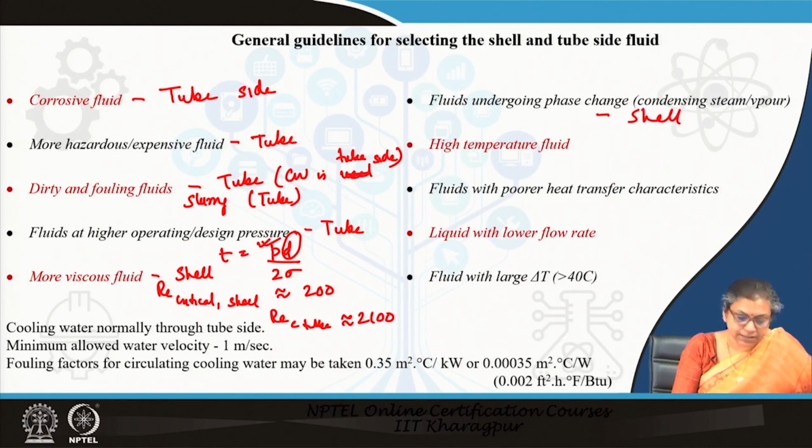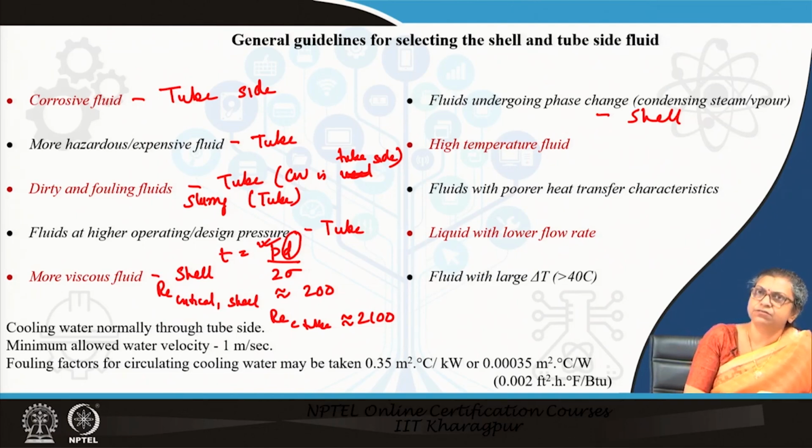Now, the next thing is when the fluid has a higher temperature. Quite naturally, if you have observed, whenever we were doing any derivations in this class, we always mentioned: let the hotter fluid flow through the tubes. The reason is very simple, because if the hotter fluid flows through the shell, then we have to provide insulation to the shell. There are chances of greater heat loss if the high temperature fluid is flowing through the shell. This is number one.